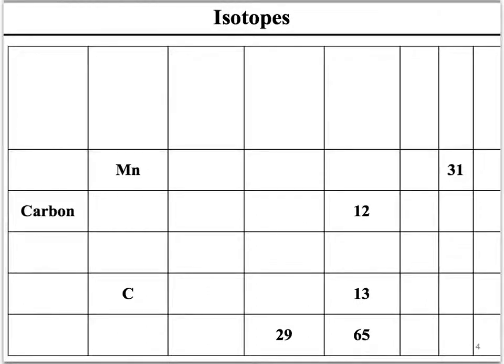So here we have a chart that I would like you to try filling out. I'm missing up top what I'm actually looking for here. In this first column, what we're looking for is just the element's name. In this second column, we're looking for the symbol. In this third column, we're looking for the nuclear symbol.